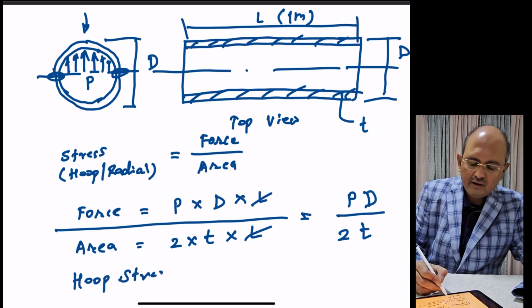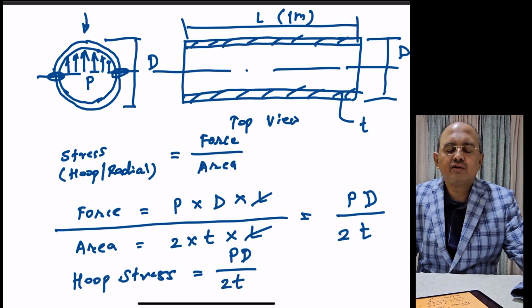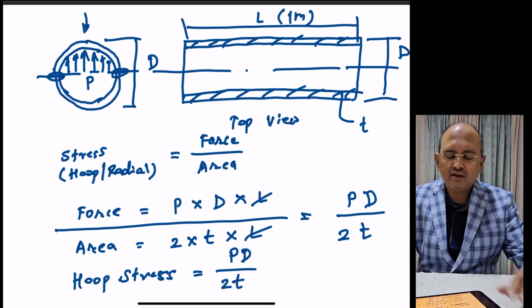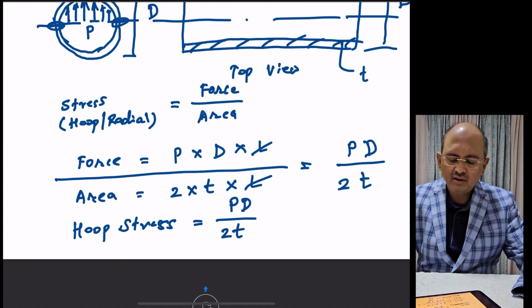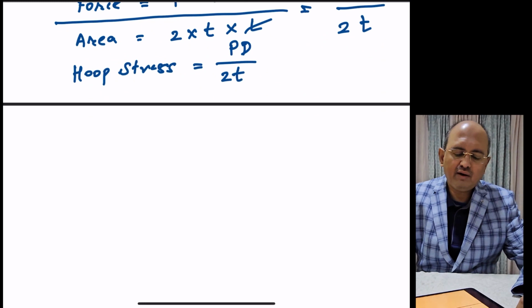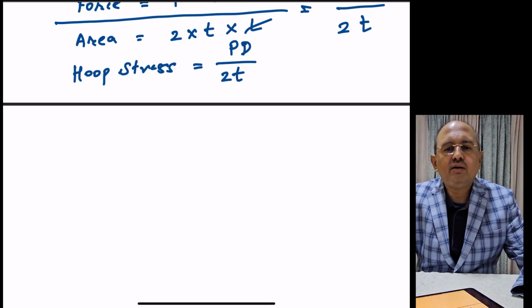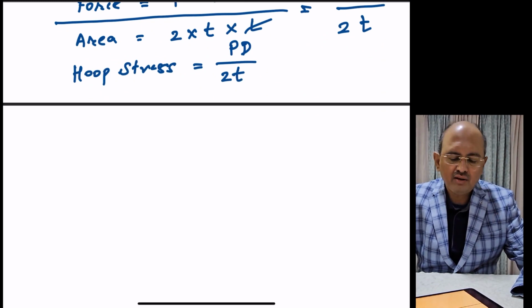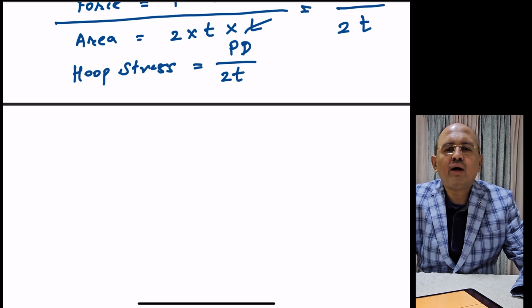Such a simple formula, but many people know the formula PD by 2T, but how it is derived is not very commonly known. That's why this is the derivation of it. And now you can see that we have now derived this. Now normally in any design, we have to provide the material strength in such a way that it will be more than the induced stress.